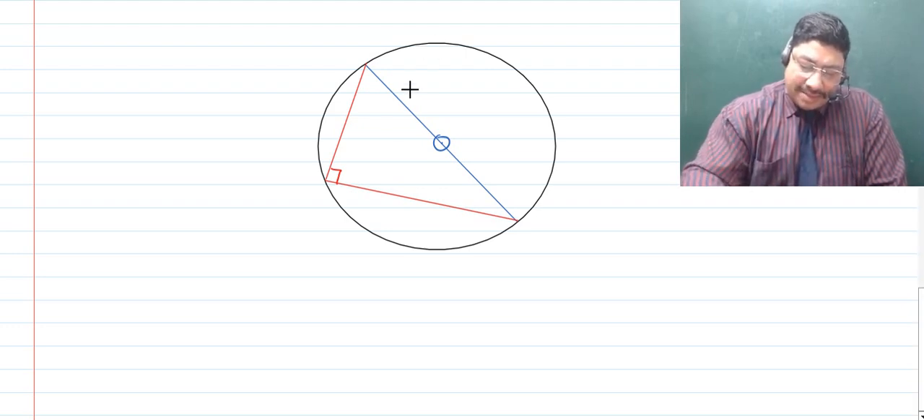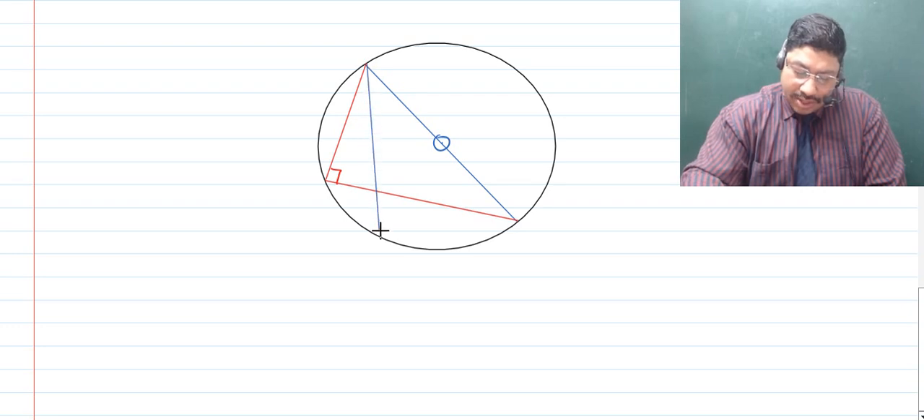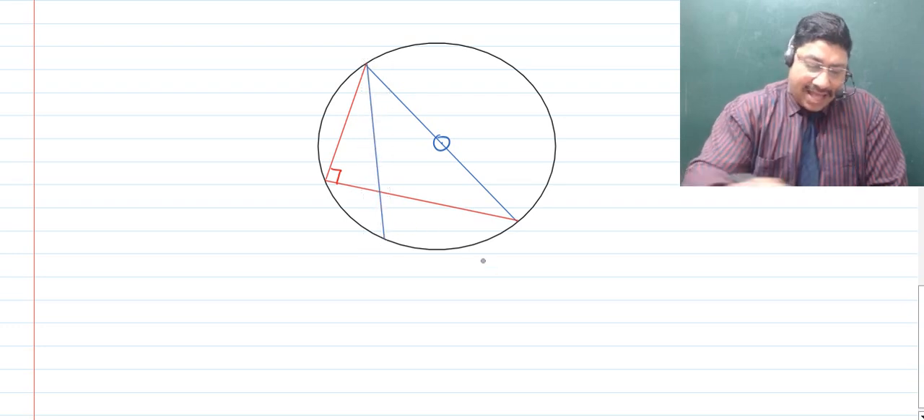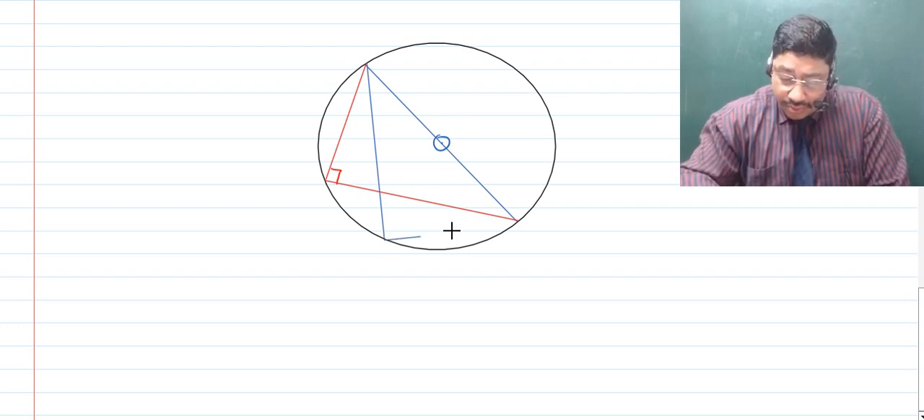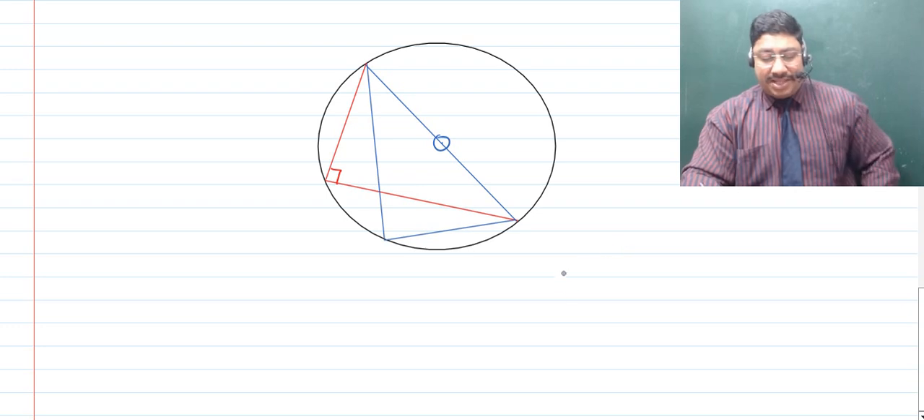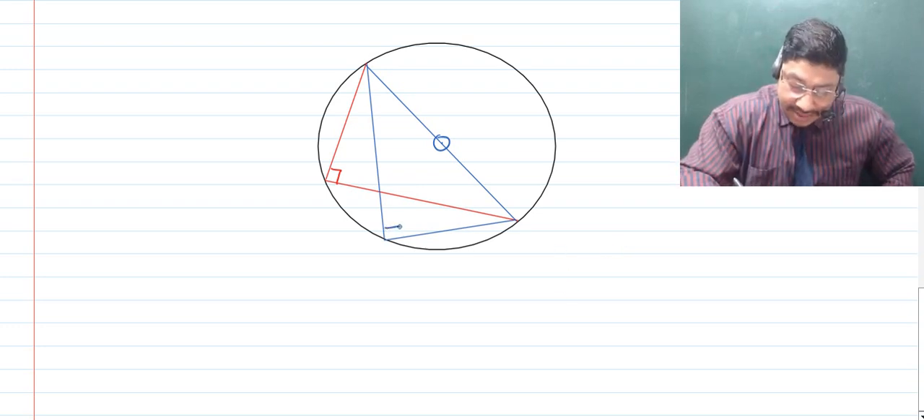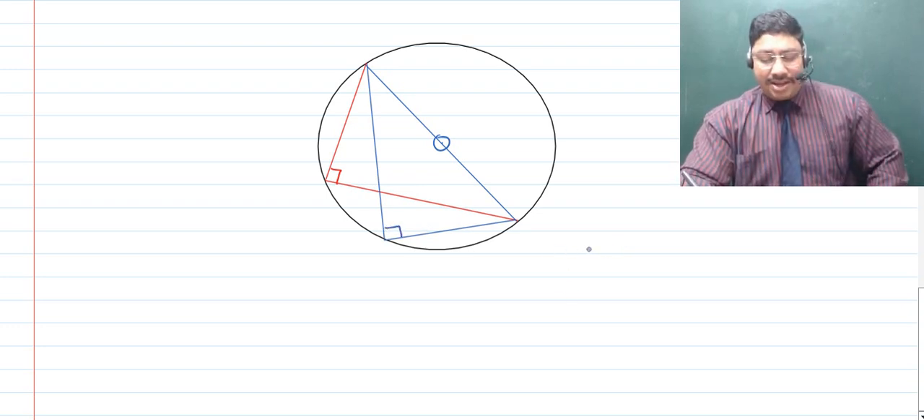Let's have another example. Again, we can draw one chord of a circle, and we can make another chord of a circle so that the endpoint reaches the endpoint of the diameter. Then again we will have this angle to be 90. Now how do we prove it? Again, we can prove it very simply.